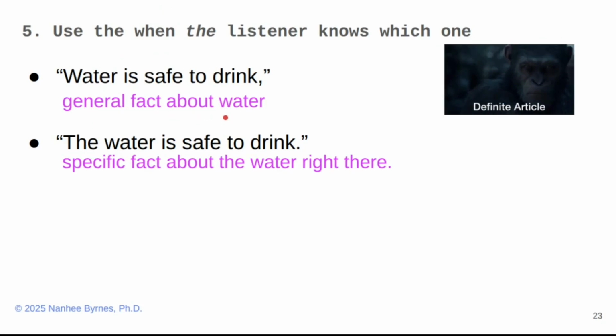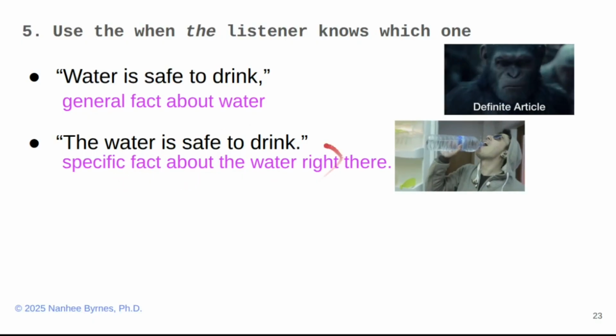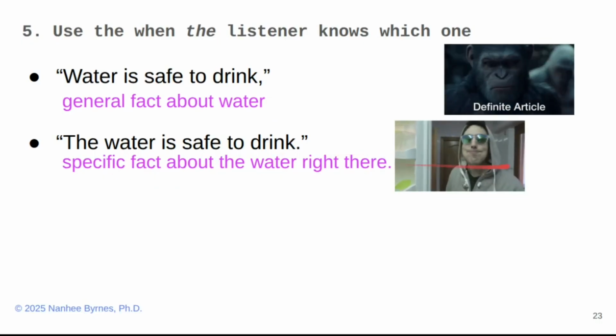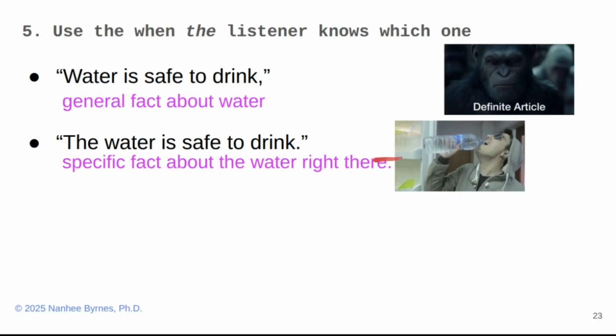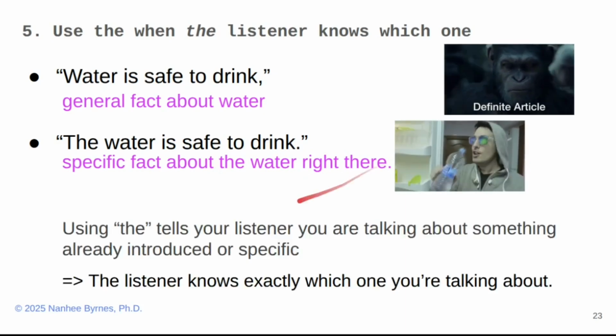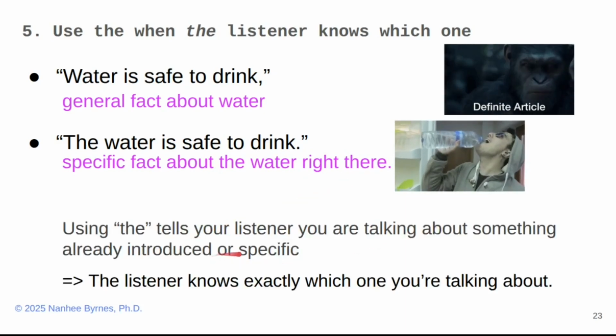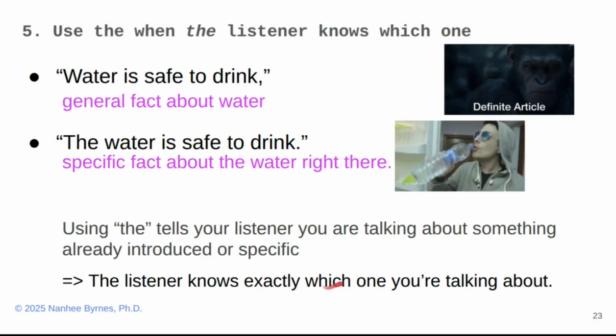The first sentence only gives a general fact about water as a substance. It doesn't tell you anything about the liquid in front of you. The second sentence, the water is safe to drink, is immediately useful because it refers to that specific water right there. You know exactly what's safe. This is the essence of the. It tells your listener that you are talking about something already introduced or specific, rather than something general.